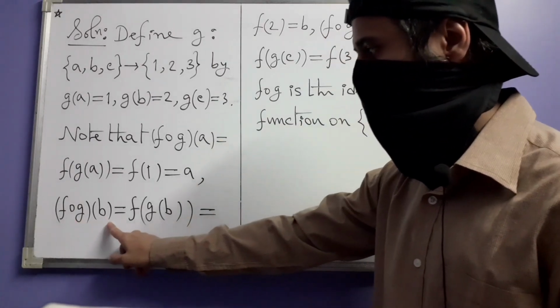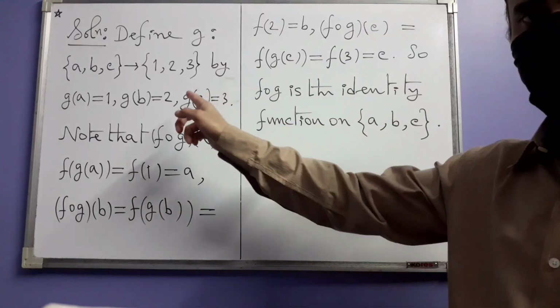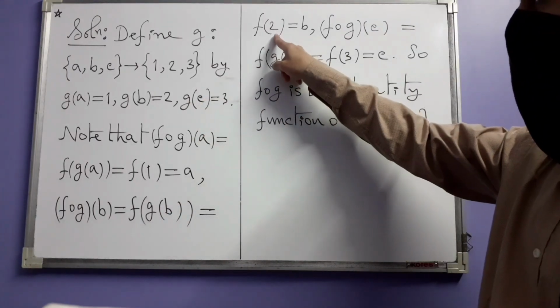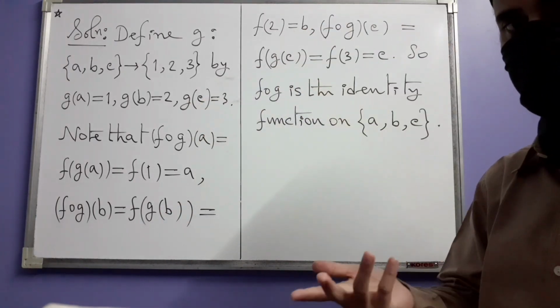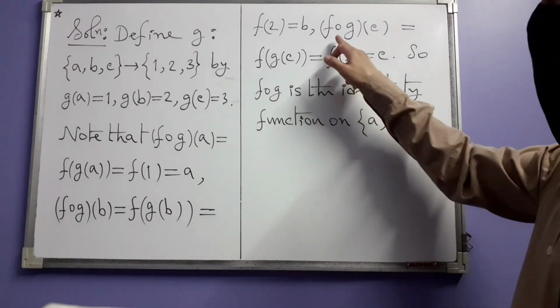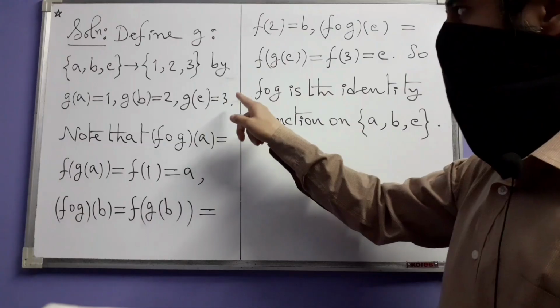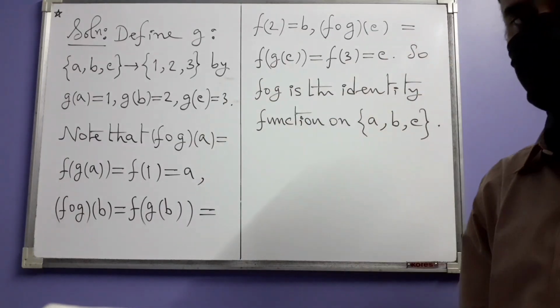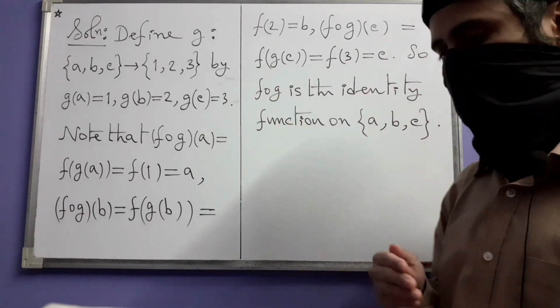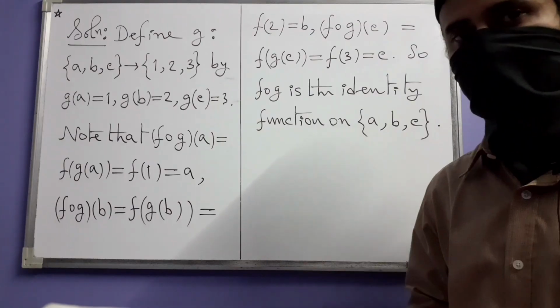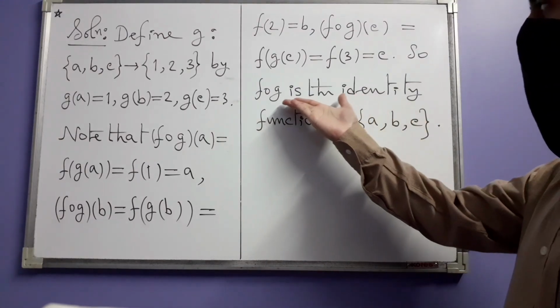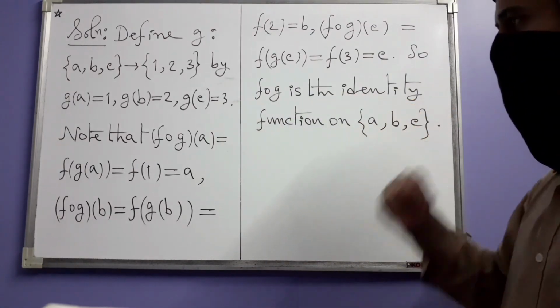Similarly, f composite g of b is f of g of b. g of b is 2, so that's how you get f of 2, which is b. So you again get b back. And finally, f composite g of c is f of g of c. g of c is 3 and f of 3 is c. So you are getting all the inputs as outputs. That means this function is the identity function on this set.